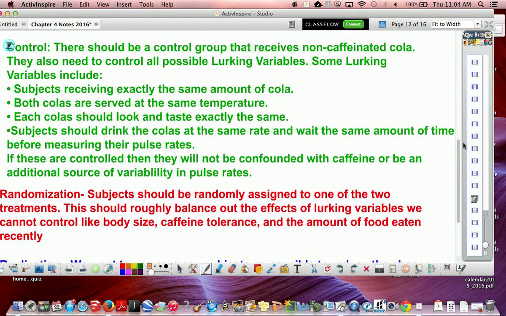We also mentioned things like body size and the amount of food recently eaten. You could potentially control the food eaten by requiring that all subjects don't eat for the last 3 hours. But that's still going to be hard, because maybe they haven't eaten for 6 hours or 8 hours or 10 hours.